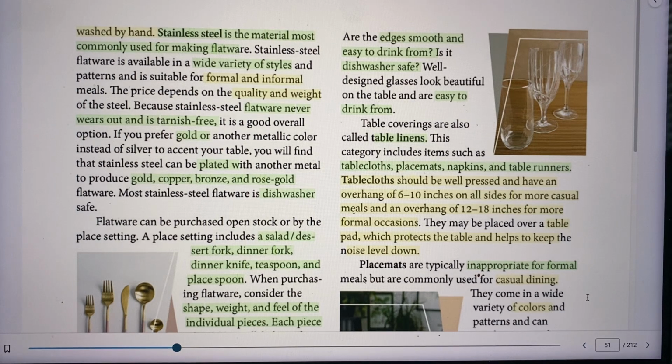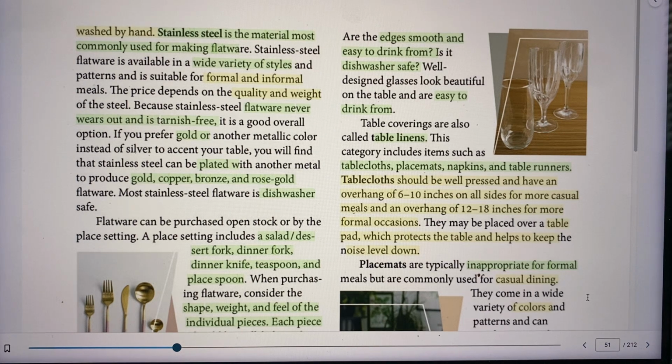So next we have table linens. Of course, a lot of people don't use linens, tablecloths like they used to, for a variety of reasons. But for formal occasions, especially for weddings and such, you may use tablecloths and placemats and napkins and table runners.